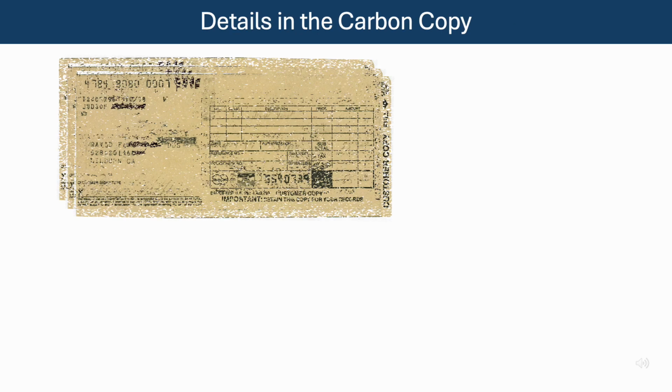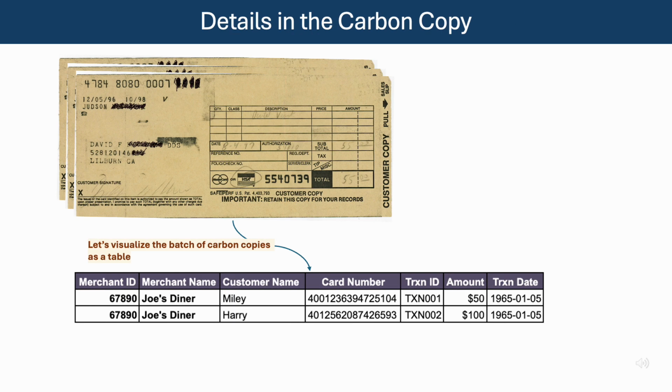If we visualize the batch of carbon copies as a table, each row represents a unique transaction with key details such as the merchant ID, merchant name, customer's name, card number, transaction ID, purchase amount, and transaction date. Each of these details plays a critical role in payment processing. Let's break down each important element in subsequent slides.